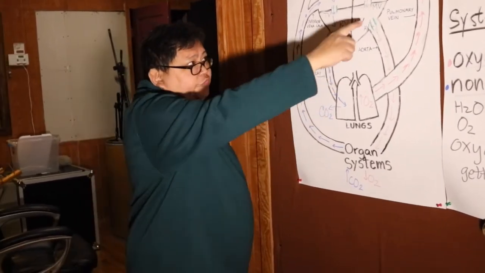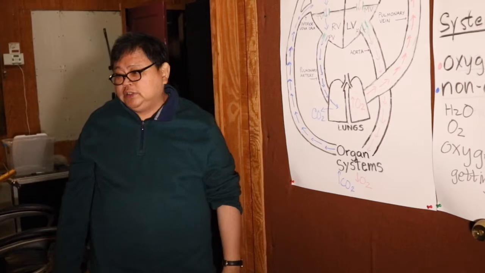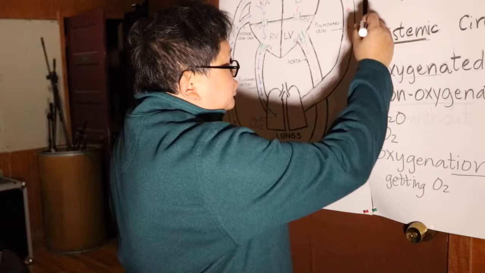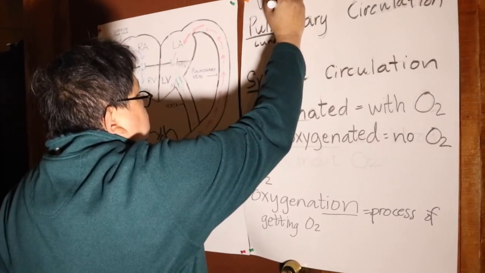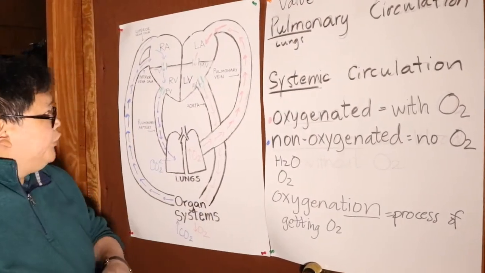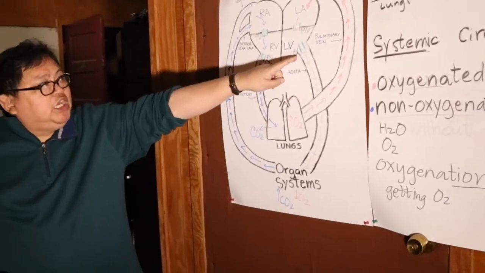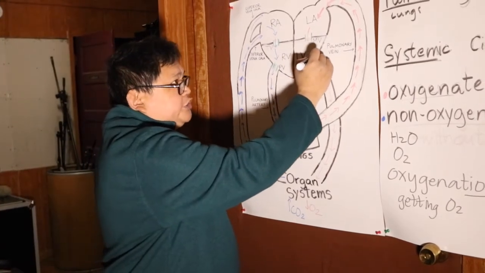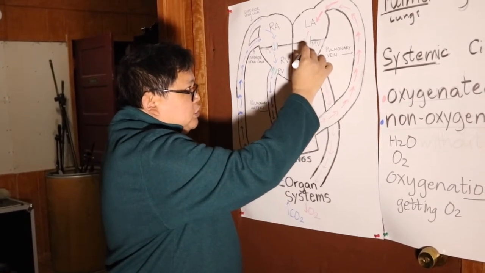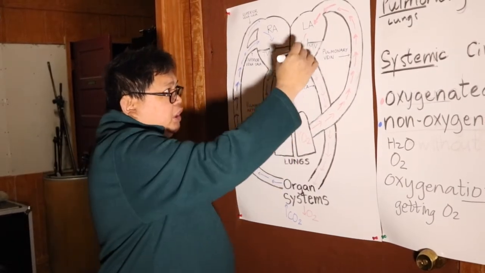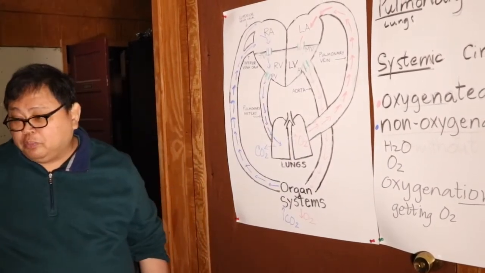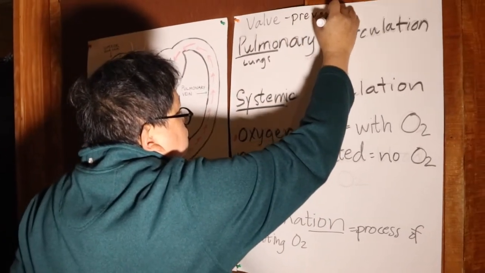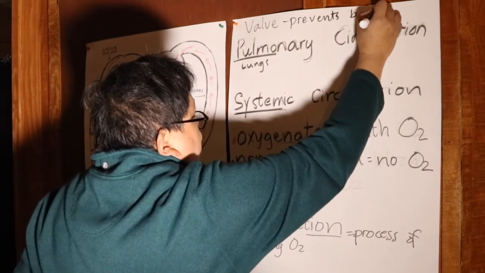Now, we mentioned about these valves. Now, the valves are gates. Now, the function of the valve is what? What do you think is the function of the valve? The valve prevents blood from going back. So the valve serves as gates so that blood will not go back to where it came from, to prevent backflow. So the valve prevents backflow of blood.